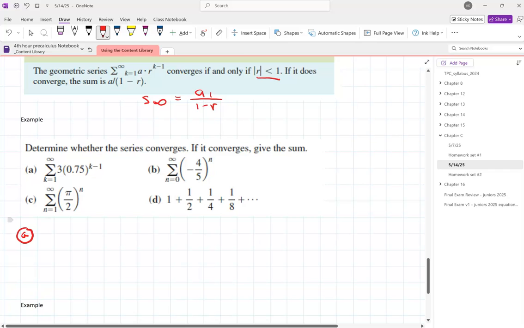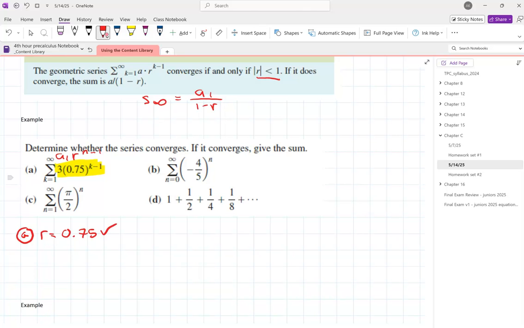Sound good? Okay. So if I look at the first one, I'm going to look at the formula and notice that this is the form of a geometric sequence, right? So I can tell the r is 0.75. Right away I can tell, because that's between -1 and +1, that this series converges. Everybody okay with that?